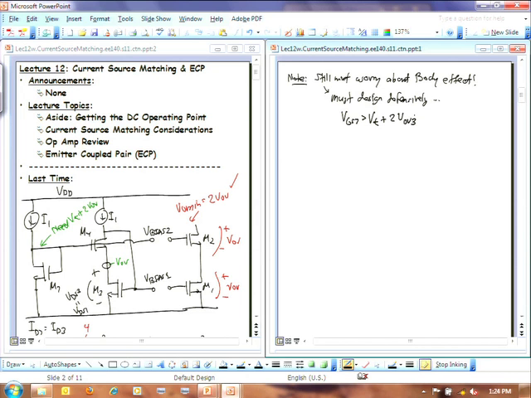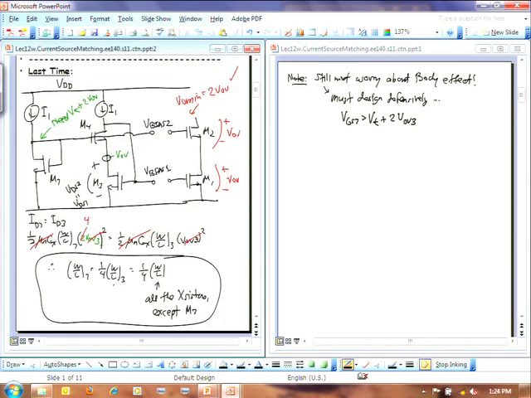Okay? And to do that, you have to size the device a little bit differently than what our equation said. So our equation said size it like this: size device 7, W over L7, to be 1/4 the size of W over L3, which is basically the size of all these other transistors. They're the same size as W over L3.